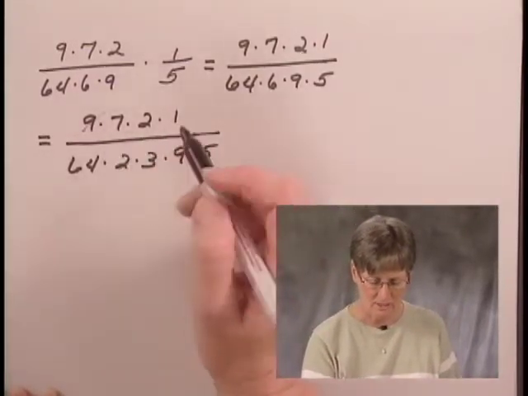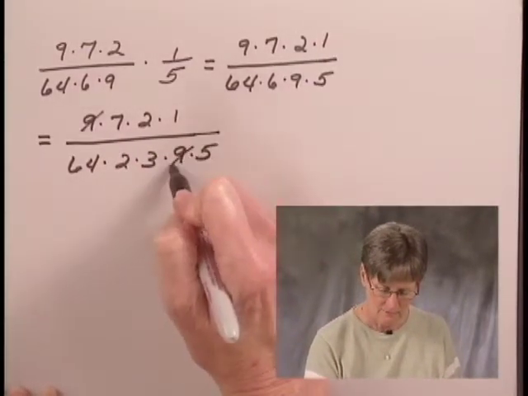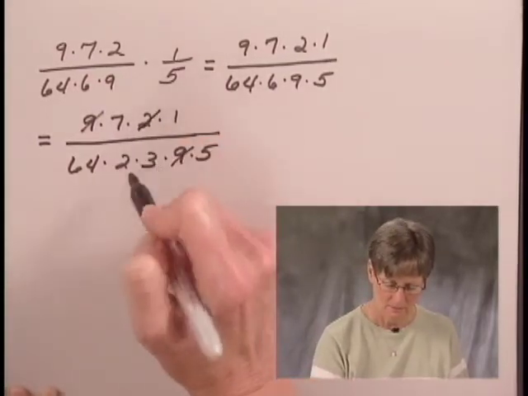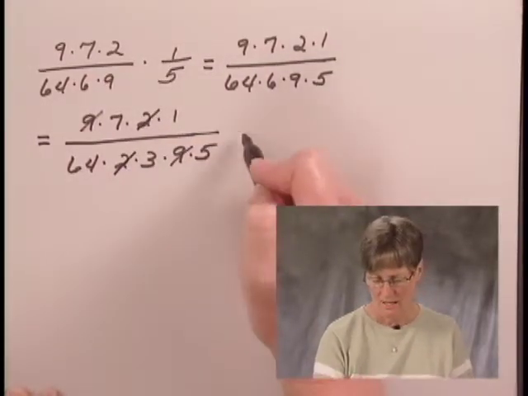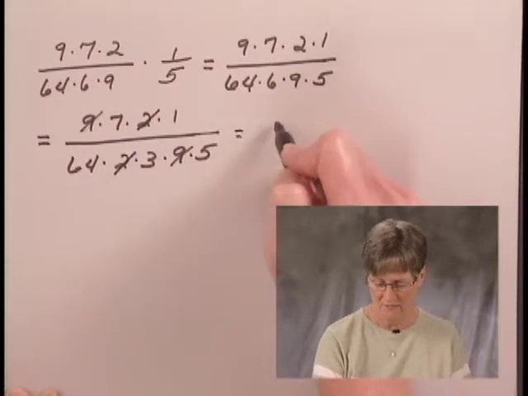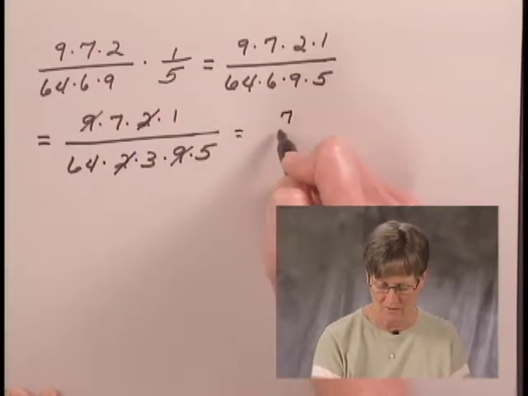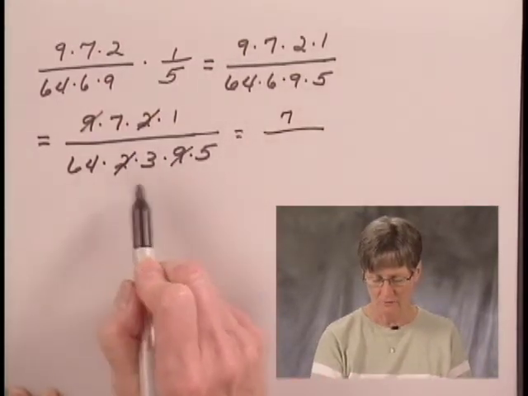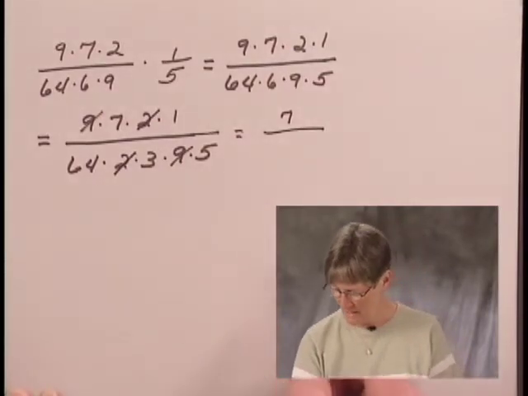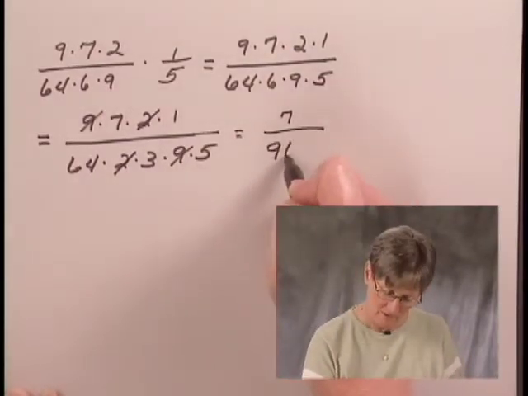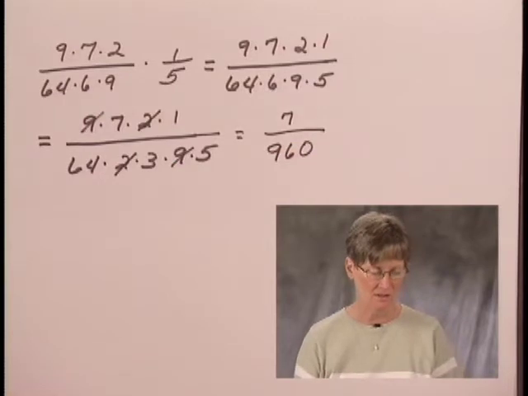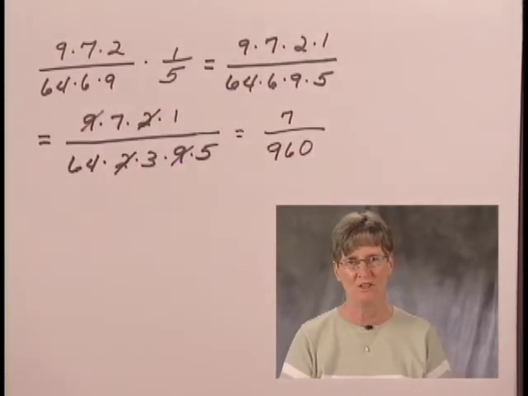So I can cancel the 9s, and I can cancel this pair of 2s. And what I have left is 7 times 1, or 7 over 64 times 3 times 5, which is 960. So this is the simplified form of the expression that we started with.